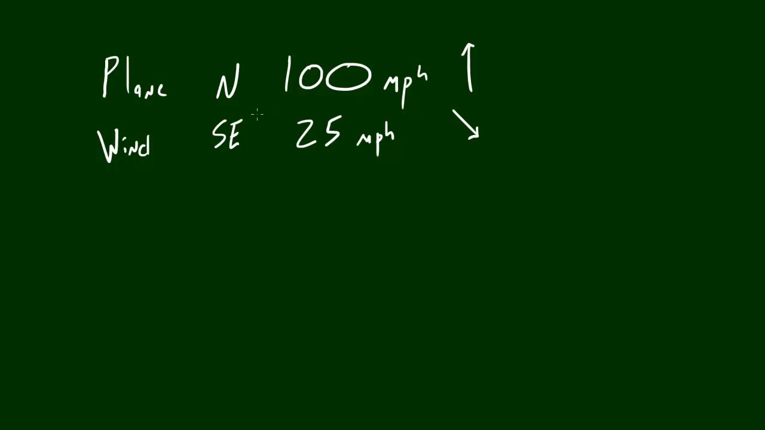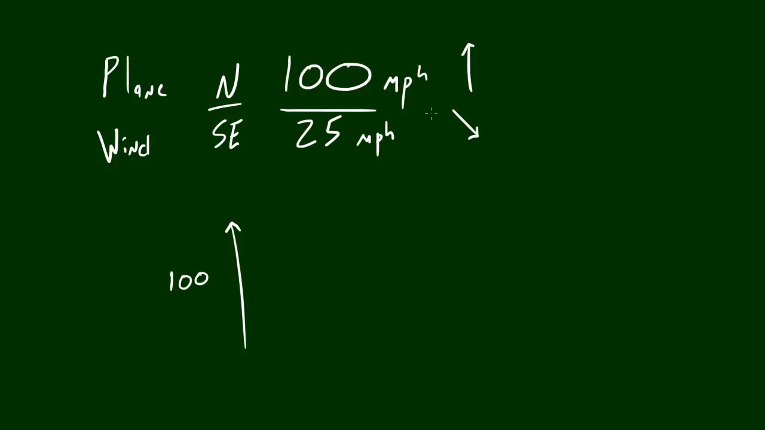Well, what you need to do, just like in vector addition, you first draw the first force or one of the forces, which is north or up at 100 miles per hour. So let's go ahead and do that. Draw an arrow north, and I'm just going to write 100, and I won't put the units right there. It doesn't really matter. At 100 miles per hour. So this would symbolize your plane right here.